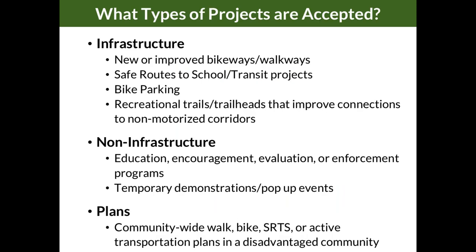So what types of projects are accepted in the Active Transportation Program? We generally categorize it along three different lines. One is infrastructure projects, so that can encompass anything from new or improved bikeways or walkways to different types of safe routes to school improvements to make it easier for kids to walk and bike to school, or safe routes to transit projects to make it easier for folks to walk and bike to a transit stop or station. Bike parking and recreational trails or trailheads that improve connections to non-motorized corridors.